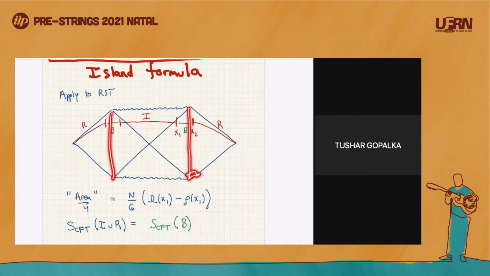And one other question was: besides the two disconnected parts and the wormhole geometry, can there be other saddle points which contribute to the Renyi entropy computation that we do? But I'm not talking about the other, like.